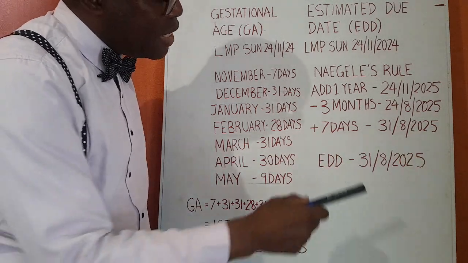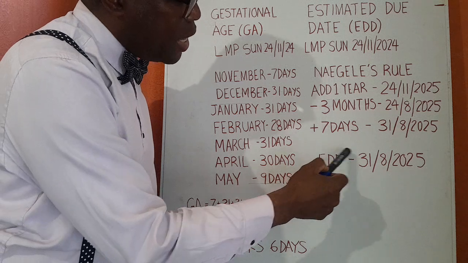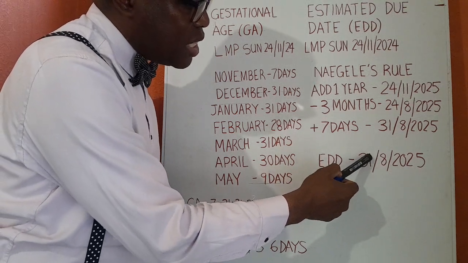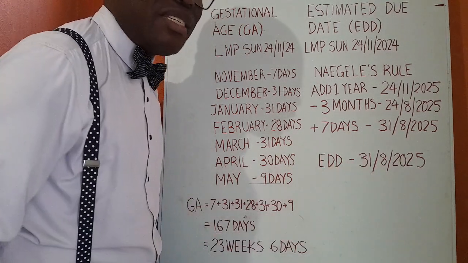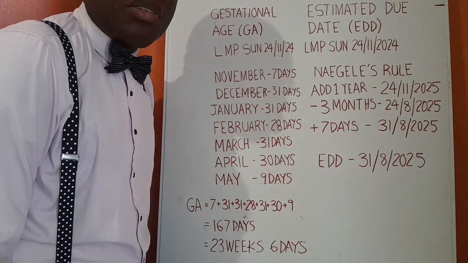So you have 31/8/2025, and that is what is going to be your estimated due date. That will be 31st of August 2025.